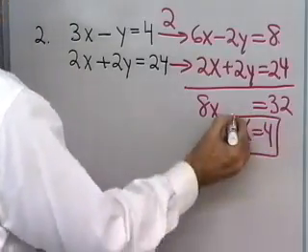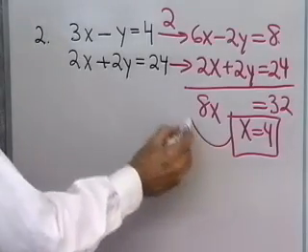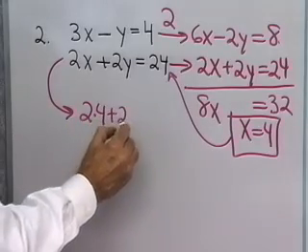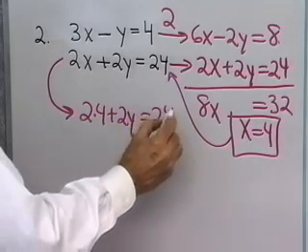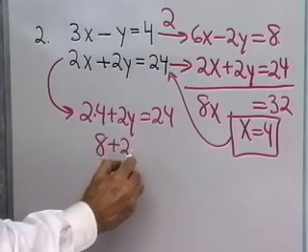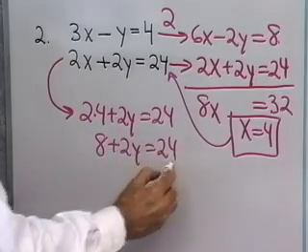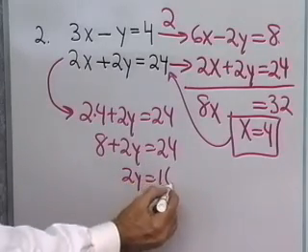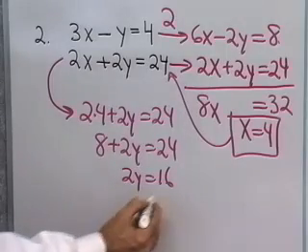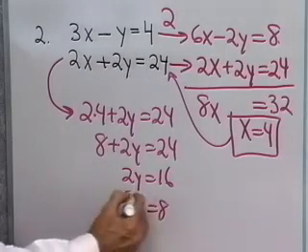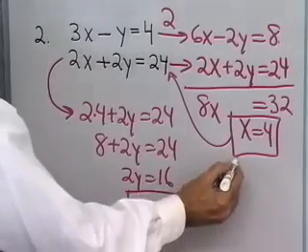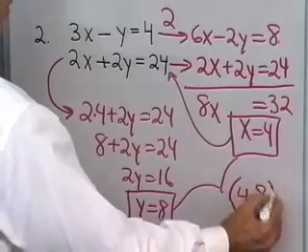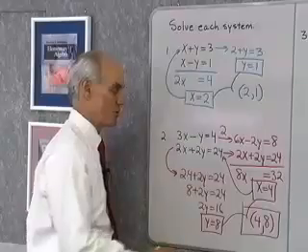That's the x-coordinate of the point where those two graphs intersect. I'll substitute that back into this equation, and I have 2 times 4 plus 2y is equal to 24. That's 8 plus 2y is equal to 24. Subtract 8 from both sides and have 2y is equal to, what, 16? Then divide both sides by 2, y is equal to 8. That's the y-coordinate of the point where they intersect. The solution to that system is the ordered pair x equal 4, y equal 8. That is the solution to that system.